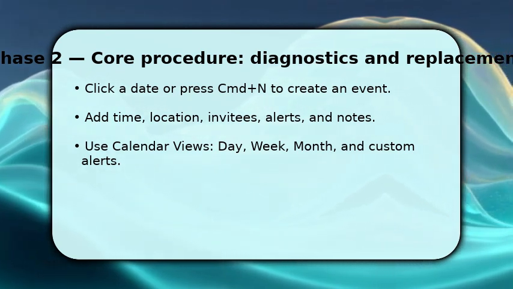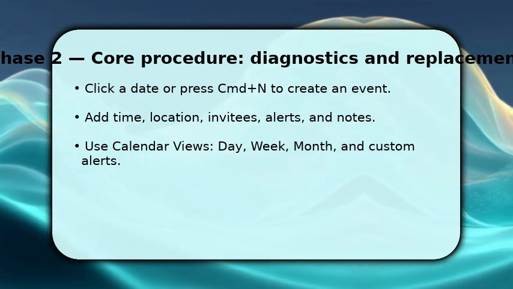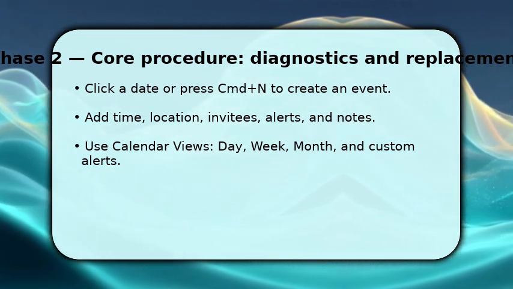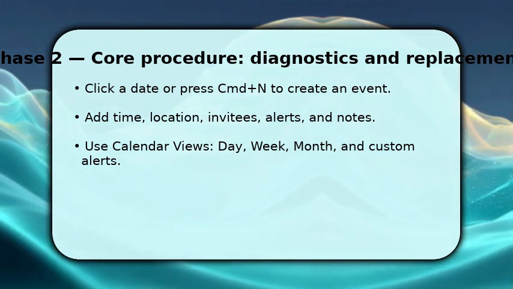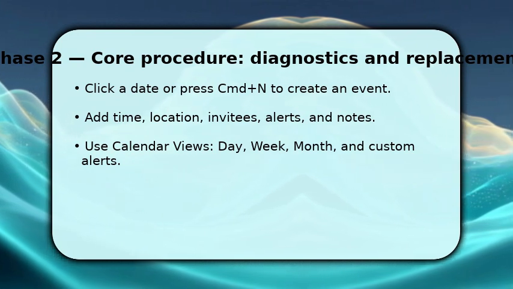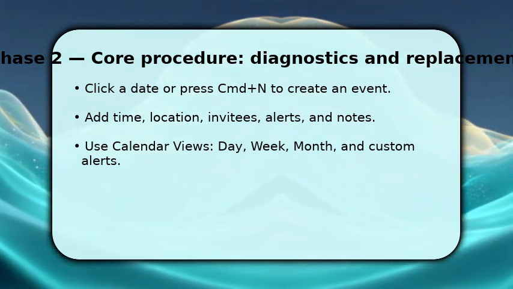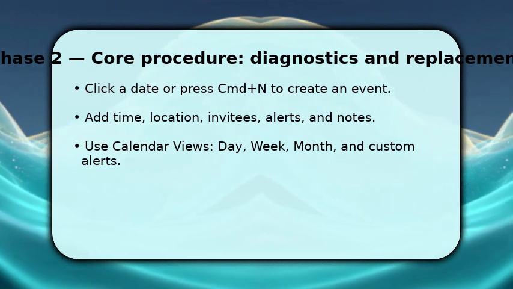Once done, color code by calendar to separate work and personal entries, and switch between day, week, and month to spot conflicts. These steps ensure events are informative, visible, and easy to manage. Finish by sharing or subscribing.